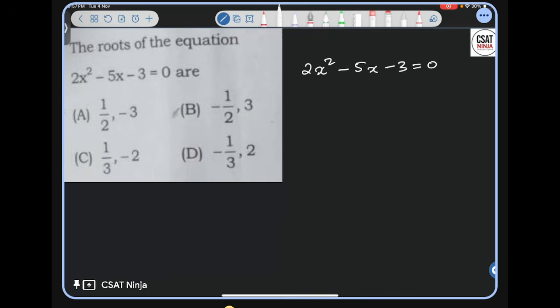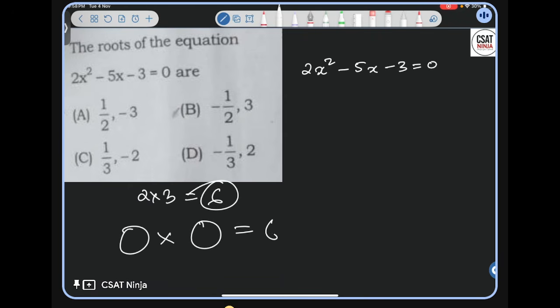Root means you need to split the middle term. So how do we split the middle term? First, you take the first number and multiply it with the last number. 2 into 3, how much is it? 6. So one thing you need to do is that two numbers multiplied should give 6, and the sign here is negative, so I'm going to use the negative sign. Two numbers subtracted should give the middle number, which is 5. So can I say it is 6 into 1, 6 ones are 6, 6 minus 1 is 5.